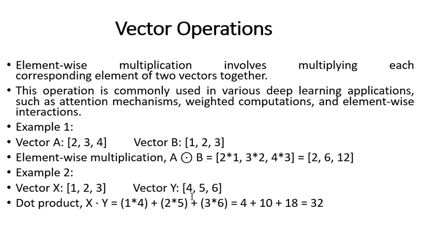At the same time, if you want to perform the dot product, after multiplying each element, we have to add all the multiplied elements. X dot y equals 1 into 4, 2 into 5, and 3 into 6. So this is the vector dot product. These are the different kinds of operations we can perform in machine learning or deep learning based on the data which is available.